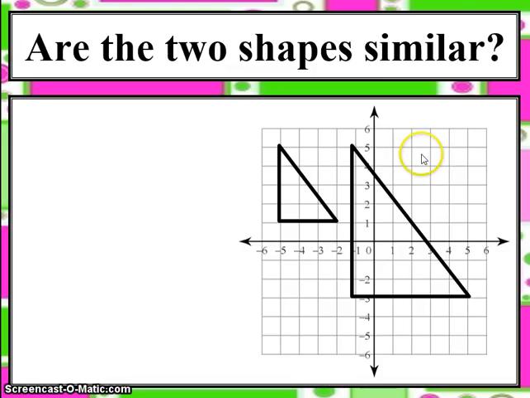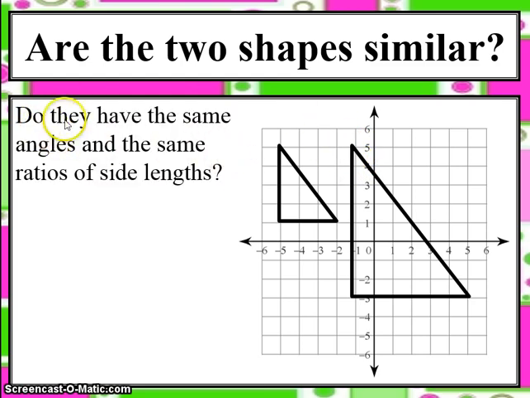Okay, now that we have reviewed what it looks like to be equivalent and how to test it, we are going to practice deciding whether shapes are similar or not. Now, when we ask that question, what we're really asking is, do they have the same angles? And do they have the same ratios of side lengths?